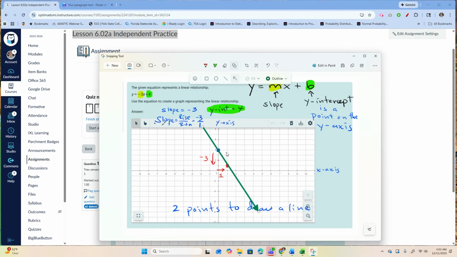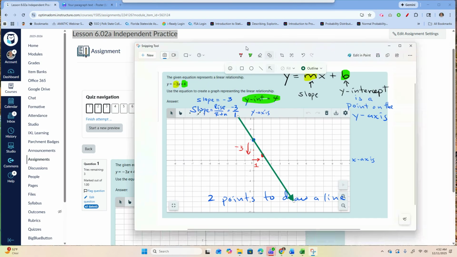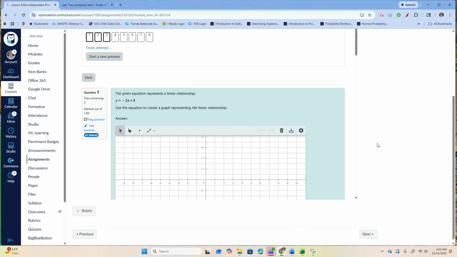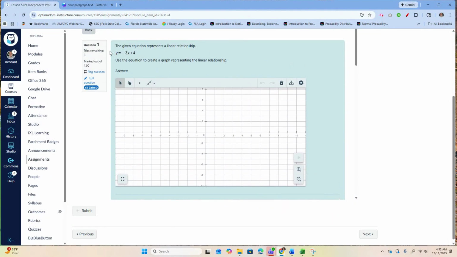Okay, now I'm going to show you how you draw this line in Canvas. I did it by hand. So let me show you how you do it in Canvas. So let's do it again. I'm going to start with the 4. So I'm going to click on the line tool here. And I'm going to put a dot on 4, point A. And then I'm going to use the slope that's negative 3, which means we're going to go down 3. 1, 2, 3. That's down 3. And then 1 to the right.